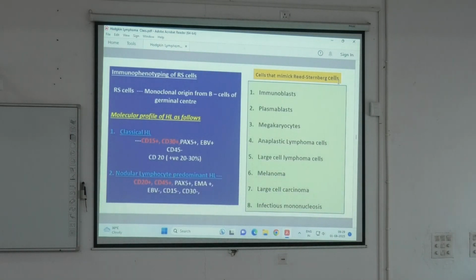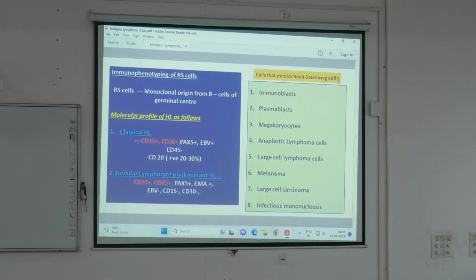So these are the different types of Hodgkin cells we describe. Now the immunophenotyping. See, the RS cell is of monoclonal B cell origin, from the germinal or pre-germinal center. There are two subtypes: classical and nodular predominant. CD15 and CD30 are positive in the classical and negative in the nodular predominant type. Also CD45 is negative in the classical and positive in the nodular predominant, where CD45 and CD20 are positive. So remember only the main subtypes.